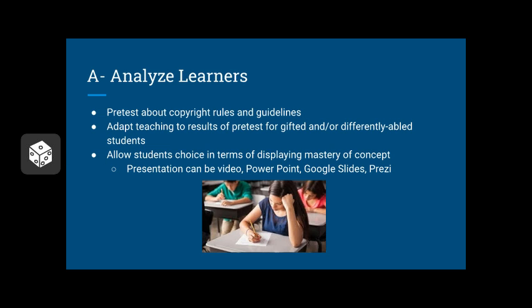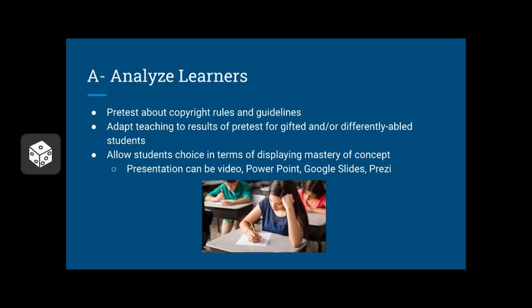It would be ideal to pre-test the learners about copyright rules and guidelines to see what they already know. This way we can access prior knowledge when we go into the lesson. Depending on the results of the pre-test, teaching needs to be adapted for the gifted and/or differently abled students. And then finally, it would be ideal to allow students choice in terms of displaying mastery of the concept.